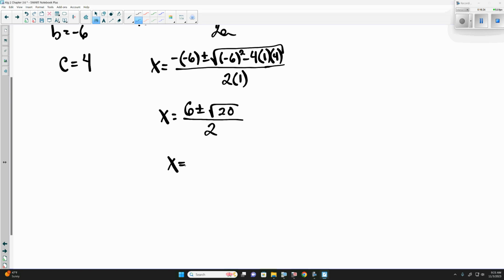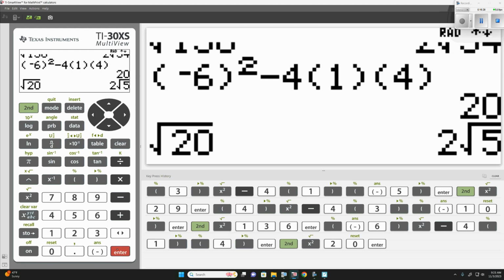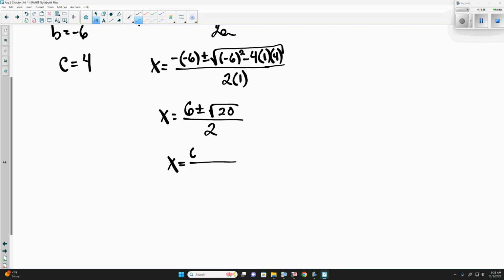Now we need to see if the square root of 20 will reduce, and it will, to 2 square root of 5. Questions on this here? Do the two numerators and the denominator, do all three of those spots share a common factor? 2. So we could go through that same method.